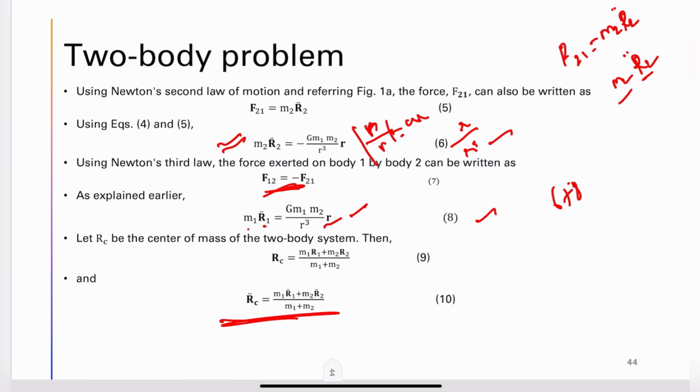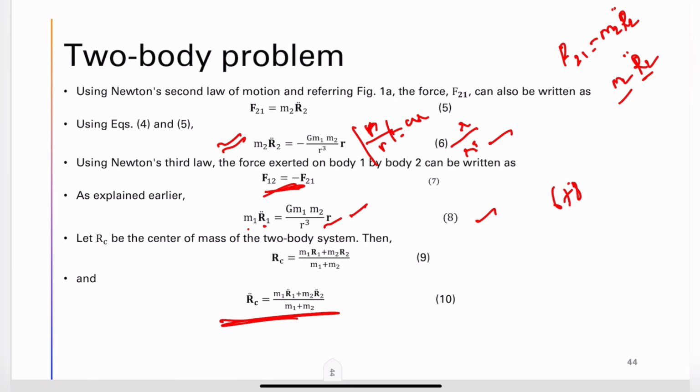Similarly, what we have done for the object m2, the same can be applied to the object m1. Here, the mass into acceleration of m1 is equal to G m1 m2 divided by r cube into the r vector. Here, the negative sign is not used because we have already incorporated the negative sign in F21.